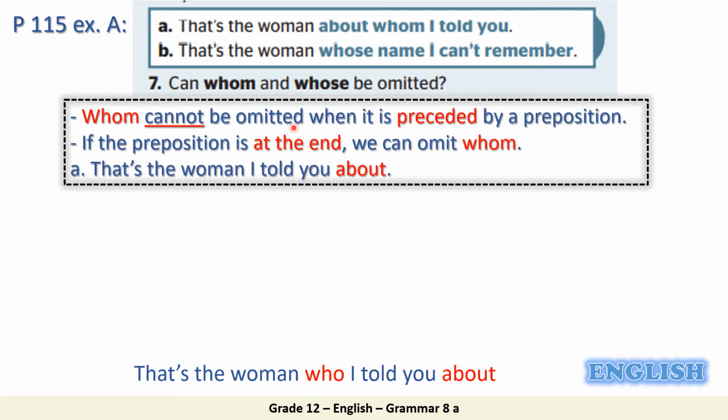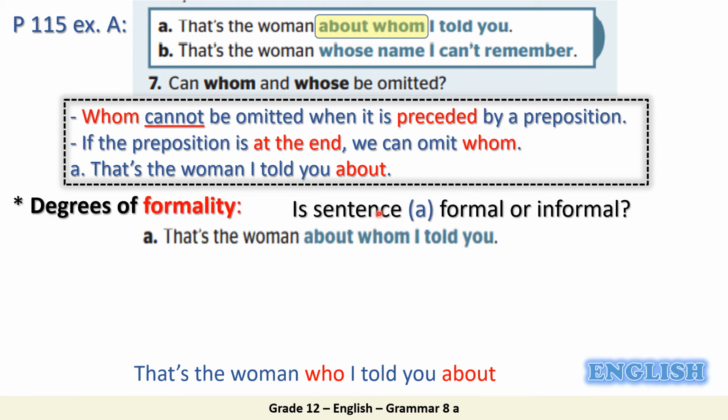Indeed, we cannot omit whom, okay, when it is preceded by a preposition. When whom is preceded by a preposition, we cannot omit it, okay? But if the preposition is at the end of the sentence, we can omit whom. So the sentence can be like this. That's the woman I told you about. Okay, how about degrees of formality?